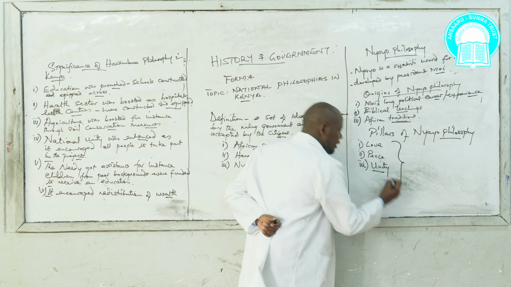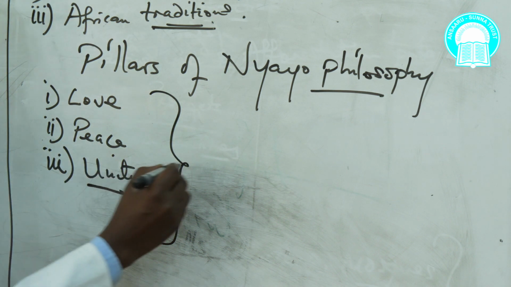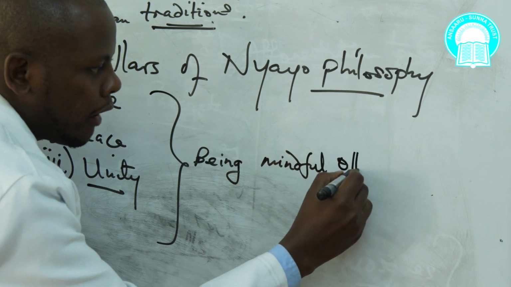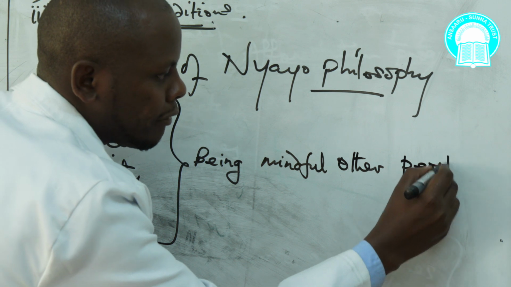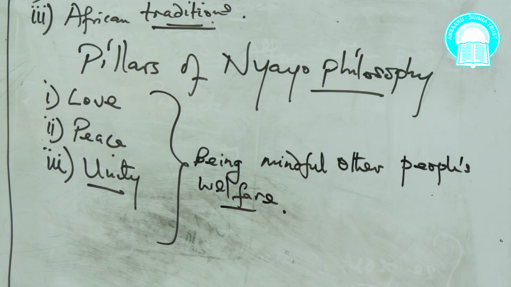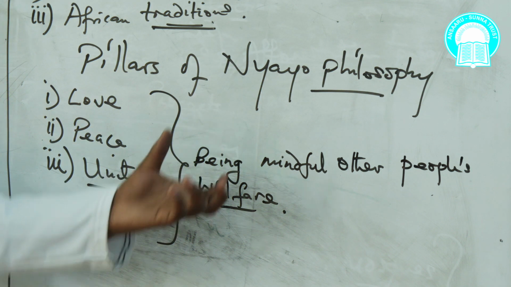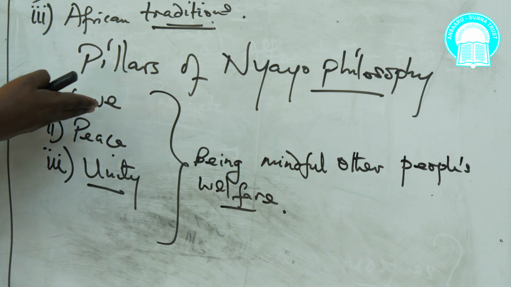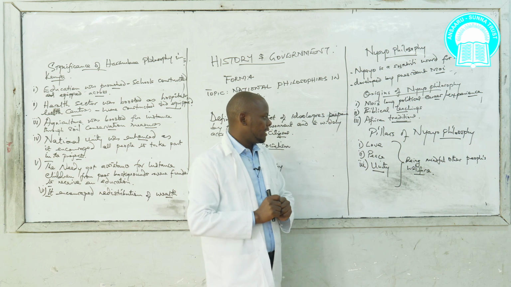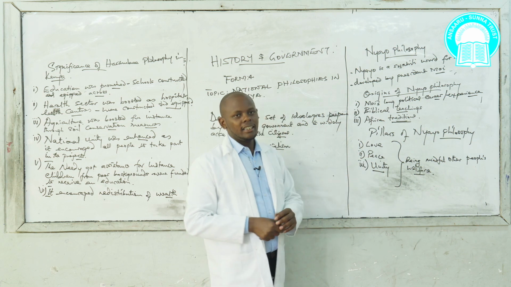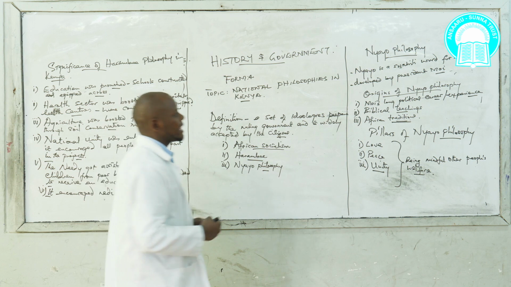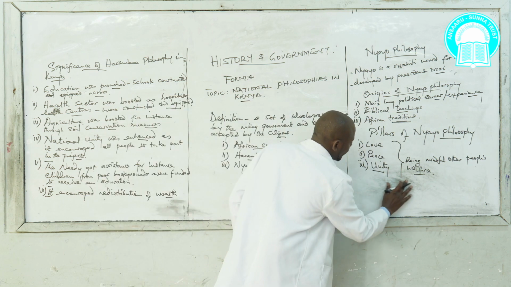During this time, the overriding concept was being mindful of other people's welfare. So President Moi, in his philosophy, encouraged Kenyans to be mindful of other people's welfare. That is, being loving to others. When you love others, there is peace, there is stability. When there is peace, there is unity in the nation. And having said that, I want us to look at the significance of Nyayo philosophy.